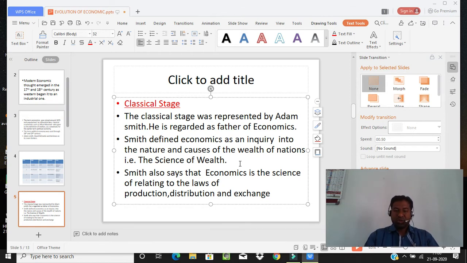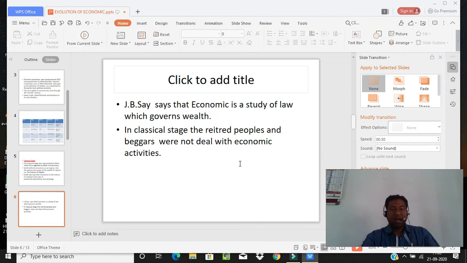And coming to distribution, what sort of goods are to be manufactured and to whom we have to distribute, either within our country or neighboring countries, or, if the demand is more in other continents, we have to see and exchange. Not only production, but we also have to focus on the distribution and exchange part. According to JBC, economics is a study of the law which governs wealth.